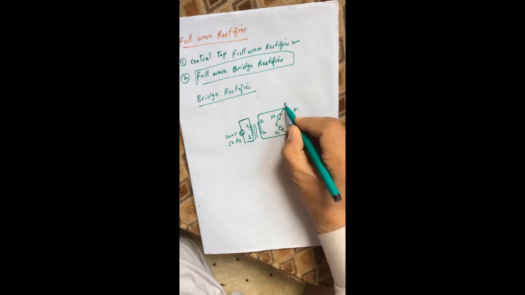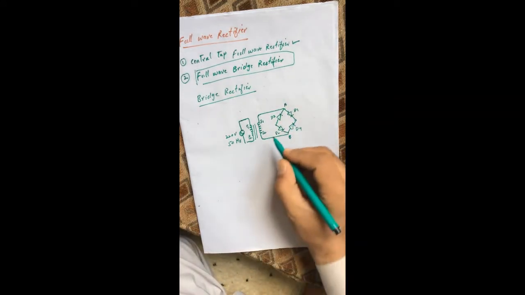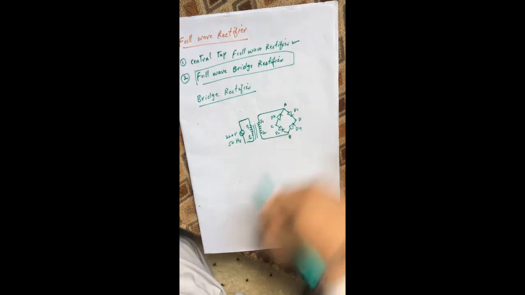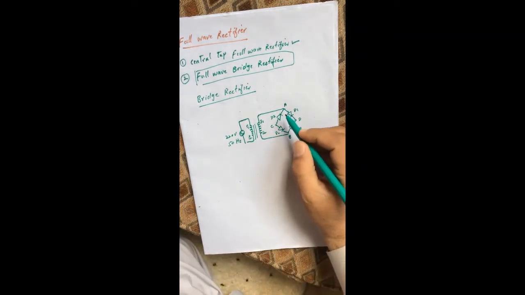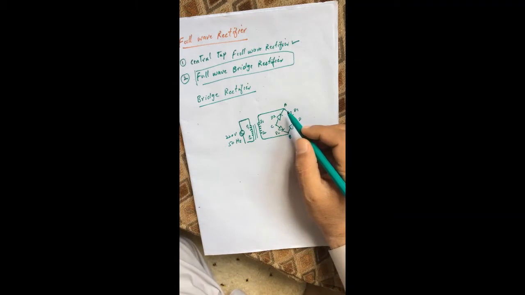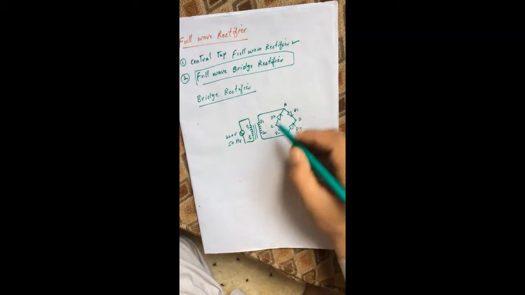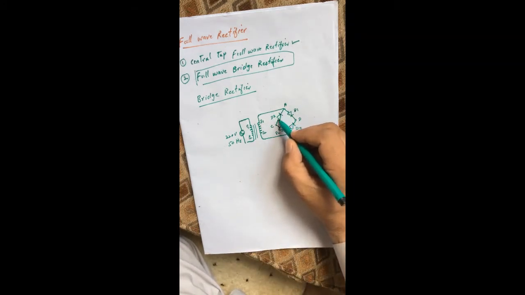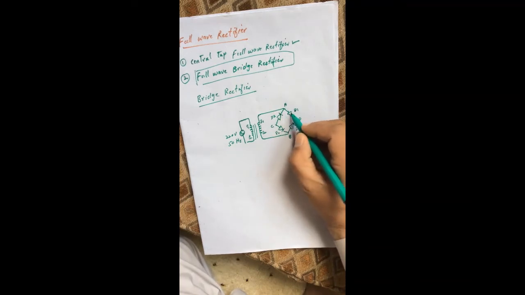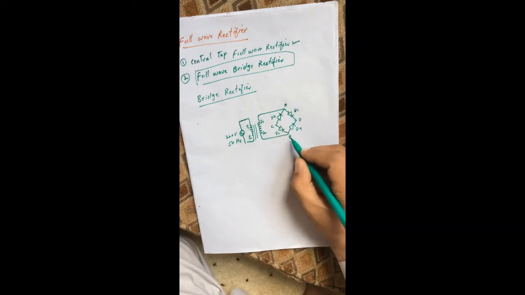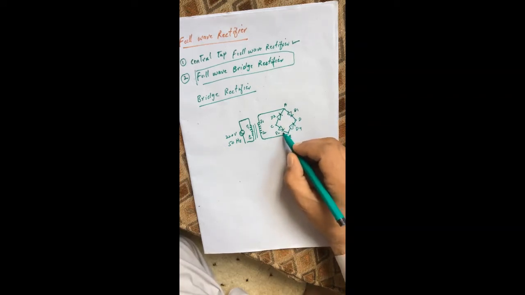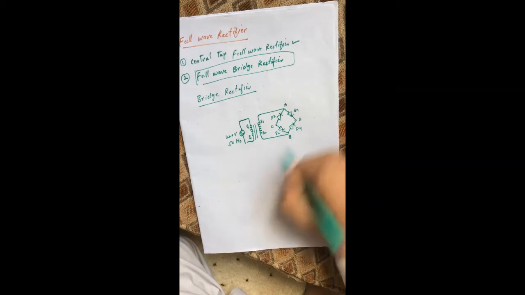One is points A and B, and the other is points C and D. At points A and B, opposite ends of diodes are connected. This is the P side of diode D1 and this is the N side, and here this is the N side of diode D3 and this is the P side. So at point A, the N side of diode D3 and the P side of diode D1 are connected. Similarly at point B, the N side of diode D2 and the P side of diode D4 are connected.